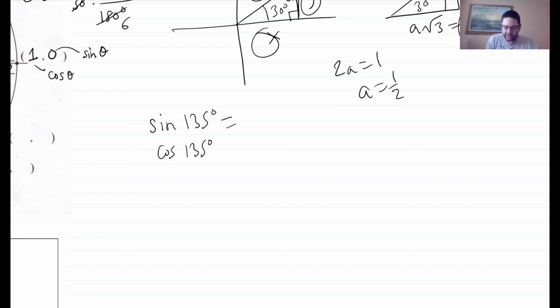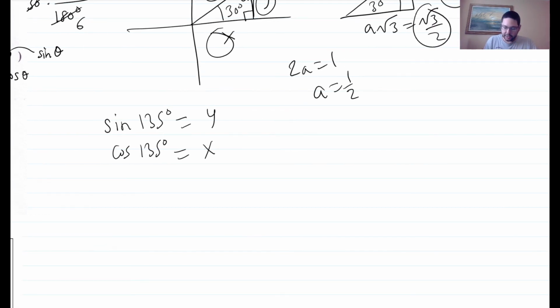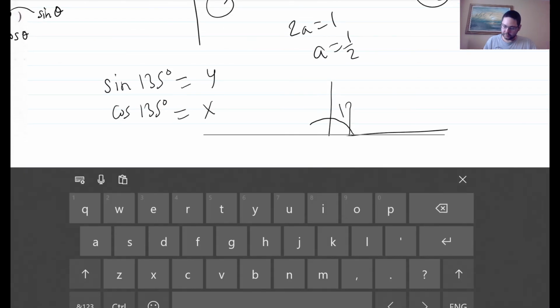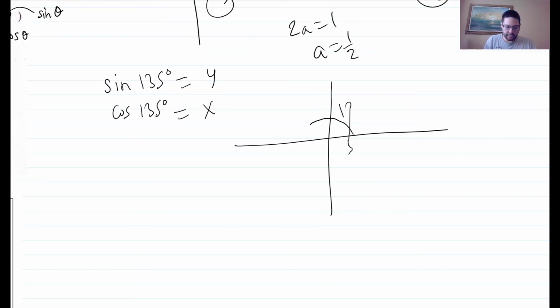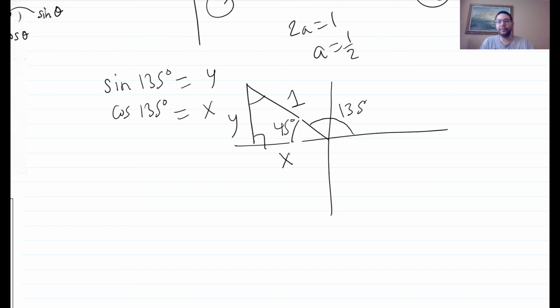Well, I know that the sine is the y coordinate on the unit circle. I know that cosine is the x coordinate. I know that 135 degrees is in quadrant 2, and I know that the reference angle is 45 degrees. Take 180 minus 135. Therefore, I can draw my right triangle like that. This is x, this is y, this is 1. This is a 45, 45, 90 triangle.